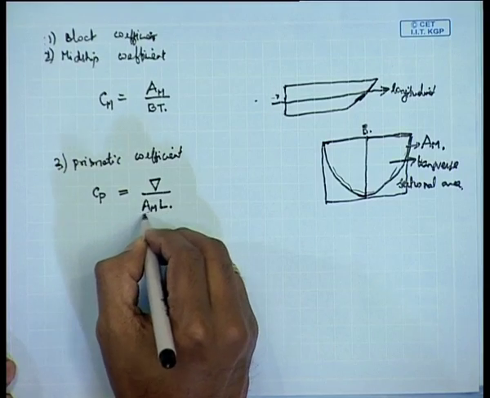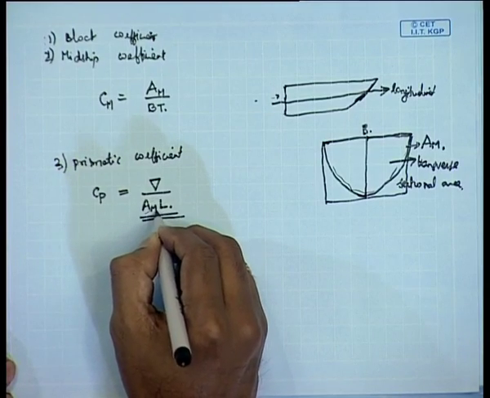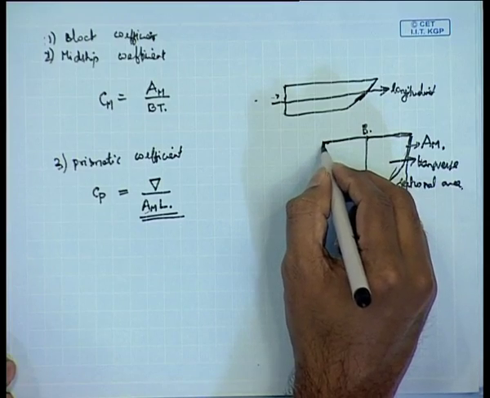Prismatic coefficient is defined as the ratio of the displacement of the ship. Del is the volume displacement of the ship. You know that del is always the volume displacement, and delta we call it as rho into del. It is known as the displacement weight of the ship. So, you have Cp, the prismatic coefficient, as del divided by Am into L, where Am is the midship sectional area.